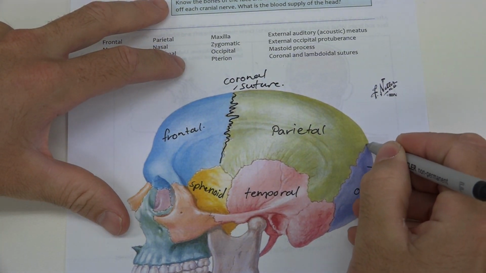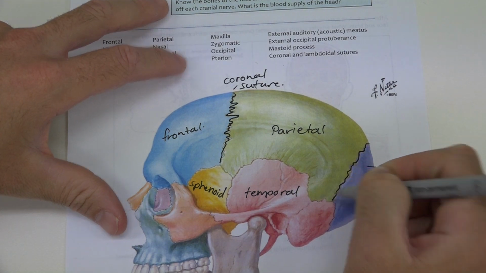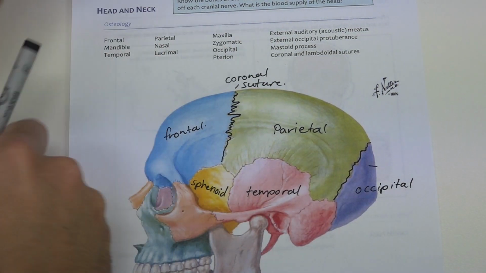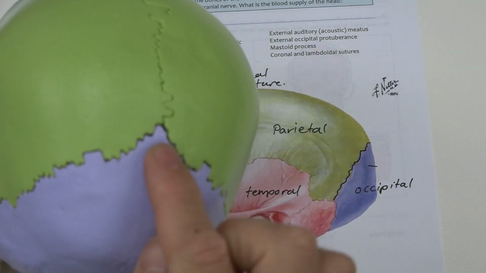This one coming down between the parietal and the occipital bones, if we look at it from the back of the skull, what we can actually see here is that it looks like an upside down Y shape.